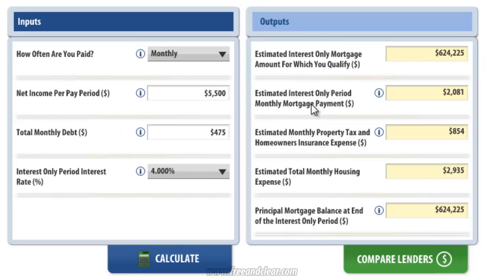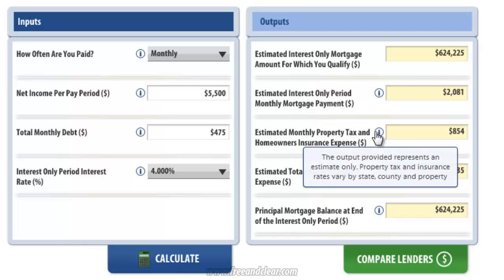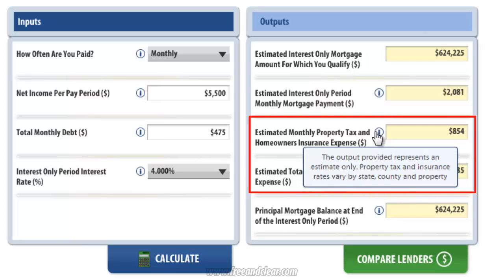The second output is the estimated interest-only period monthly mortgage payment. So this is our monthly mortgage payment during that initial interest-only period where the interest rate is fixed. So the first 3, 5, 7, or 10 years of the loan typically. The next output is the estimated monthly property tax and homeowners insurance expense. Please note that property insurance rates and property tax rates vary by county and by state, so check with your local service providers to determine the values for these figures in your area.